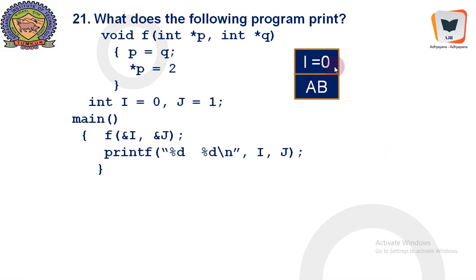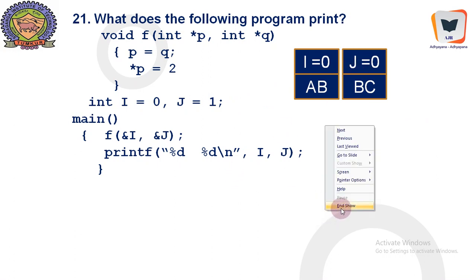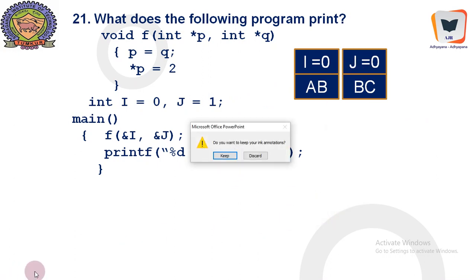i equal to 0, it's here. The address of i is AB. I have used AB because I have made use of hexadecimal notation. Sometimes if the address exceeds a certain value, the address value will be represented in hexadecimal notation. So this is i equal to 0, and the address of i is AB. And j equal to 1 actually. Sorry, j should be equal to 1.